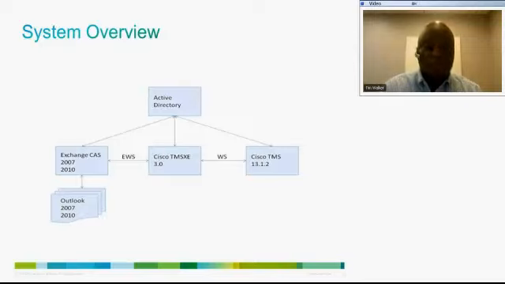But in the deployment, we envision that you have an Active Directory, you have an Exchange server that's running Exchange 2007 or Exchange 2010, a server that's running the TMSXE 3.0, and you have your TMS server that's running at least TMS 13.1.2. And on the Outlook client side, that you are running Outlook 2007 or Outlook 2010.